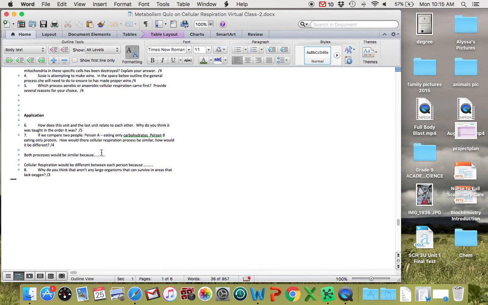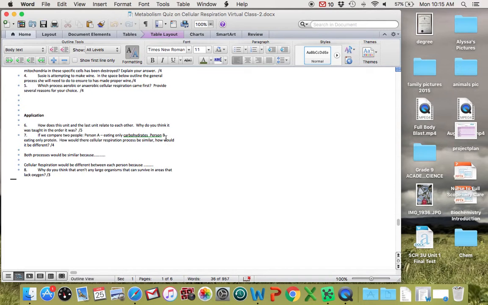So if you're going to compare two people, one eating carbohydrates and one eating protein, they're going to be similar because they're both going to go through cellular respiration. They're both going to go through the phases of potentially glycolysis, and then pyruvate oxidation, the Krebs cycle, and then oxidative phosphorylation. They're also both going to be creating energy, burning these macromolecules in order to create energy. However, there's going to be some differences. With carbohydrates, you're going to be going through the entire cellular respiration cycle. You're going to begin with glycolysis and then work your way all the way through the stages.